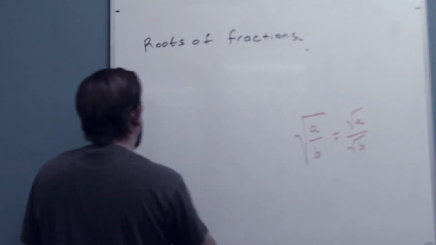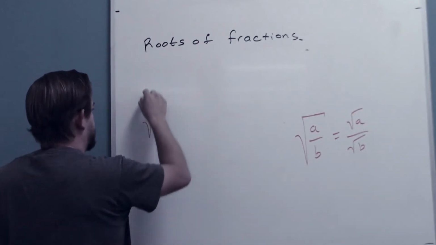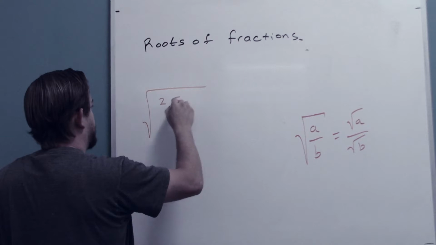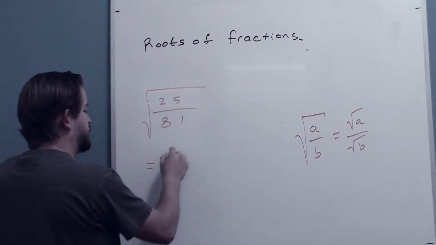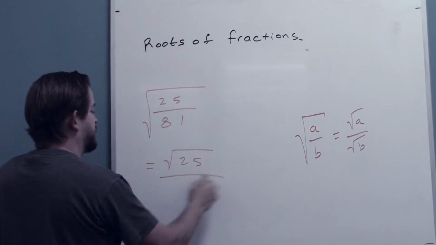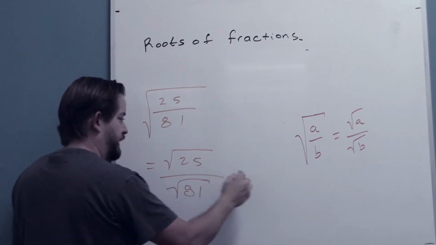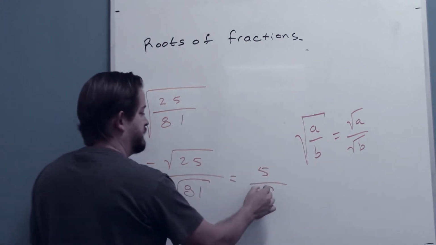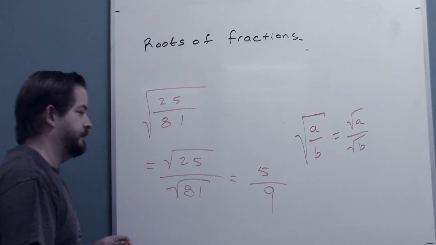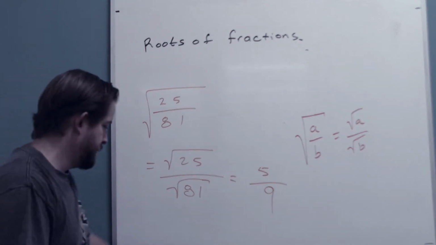So if I have something like, say, the square root of 25 over 81, I can treat this like the square root of 25 divided by the square root of 81. The square root of 25 is 5, the square root of 81 is 9, and I'm done. I have simplified it.